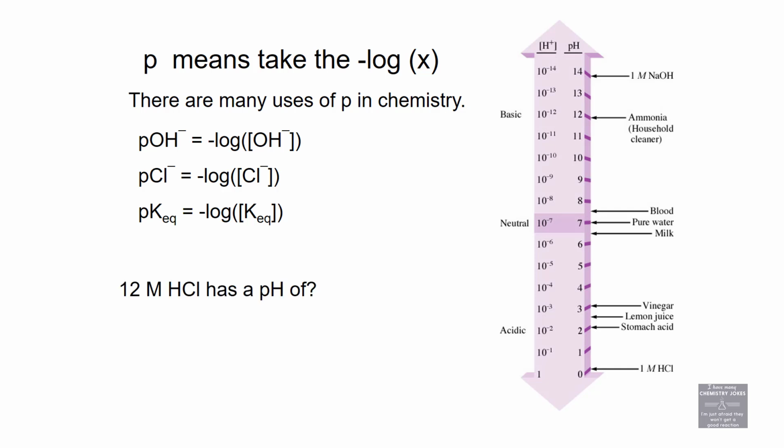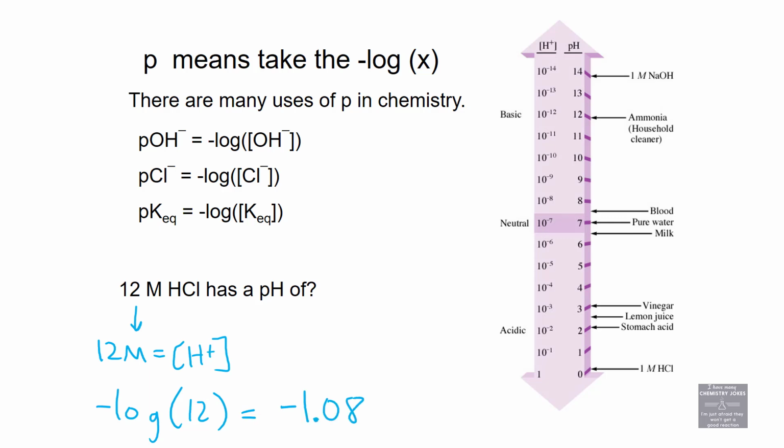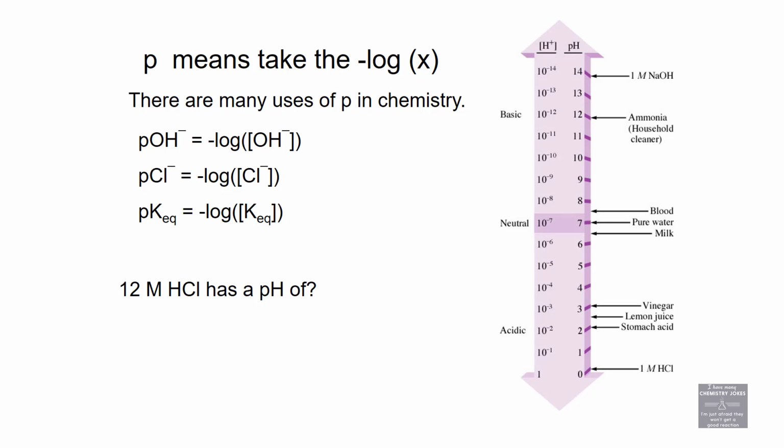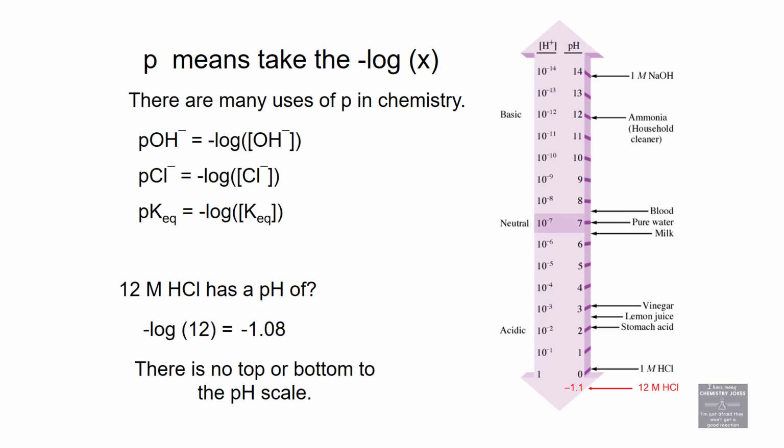12 molar HCl has a pH of, well, this is real easy. No ICE tables necessary. 12 molar HCl means 12 molar H plus. So I negative log 12 molar because I negative log my H plus concentration. Negative log of 12 molar is negative 1.08. Yep. And this is where I was saying, it says it on here, there's no top or bottom to the pH scale. True story. That negative 1.08, that's down there below 0. That's okay. It means it's really concentrated HCl. There's a lot of H plus ions floating in there.